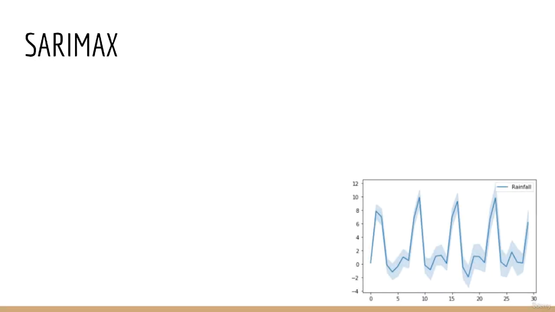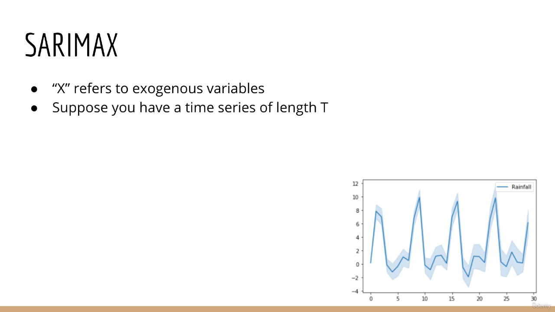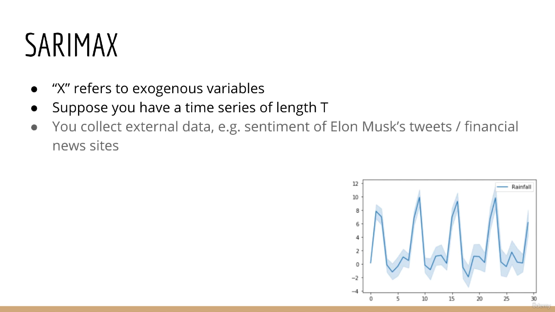In code, there is actually one extra component, which gives us the SARIMAX model. The X part is actually pretty nice, and I think it will make you feel like this model can actually be applied to so-called real-world data. The X part refers to exogenous variables. So imagine that you have a time series of length big T. At each point in the time series, you have some feature vector of exogenous data, such as maybe the sentiment of tweets by Elon Musk, or the sentiment from various financial news sites.